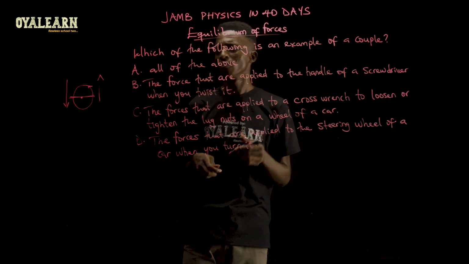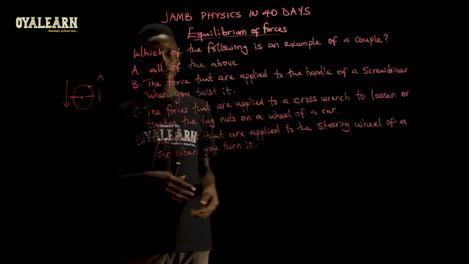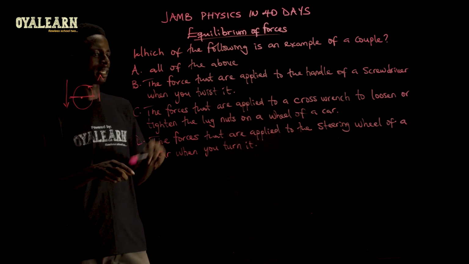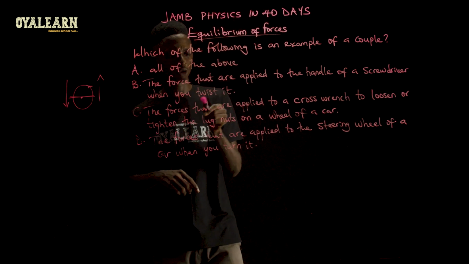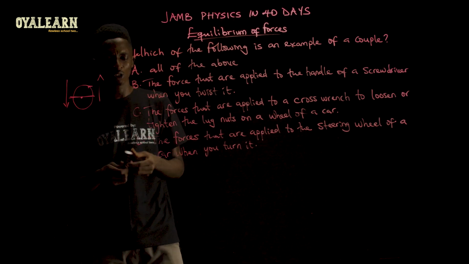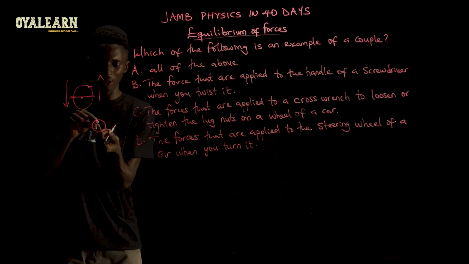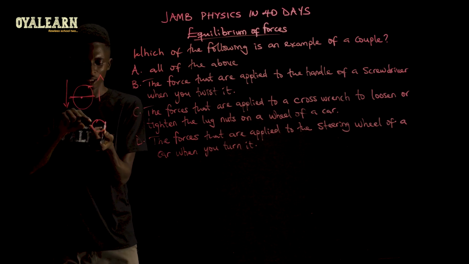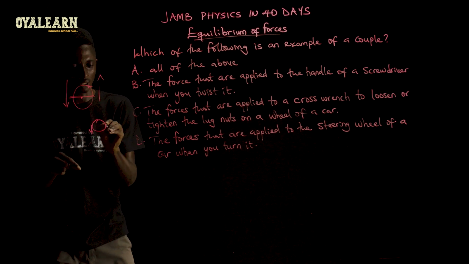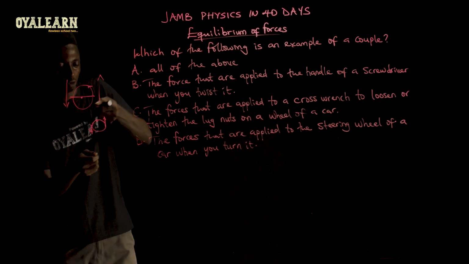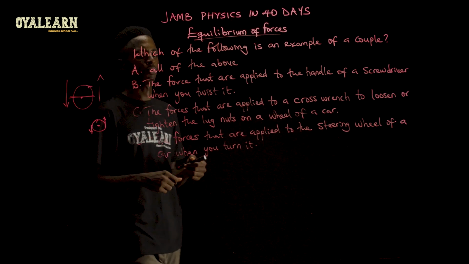So let's see which one of them is or are couples. Now, A says all of the above, so let's check the others. B says the forces that are applied to the handle of a screwdriver when you twist it. When you consider a screwdriver, you apply force with two fingers. One is pushing in this direction, the other in the opposite direction, and you are making the screwdriver turn about its central axis. So definitely that is a couple.